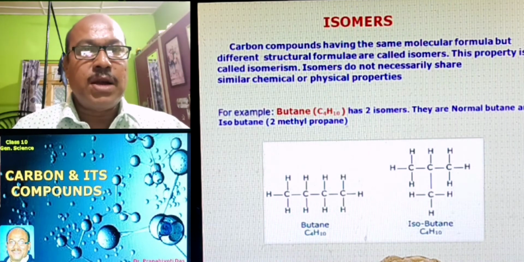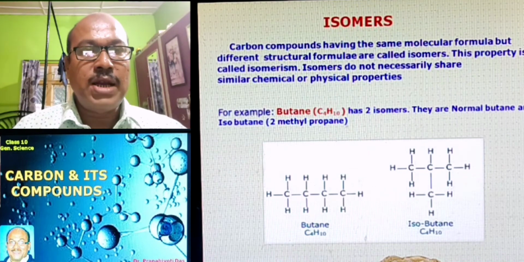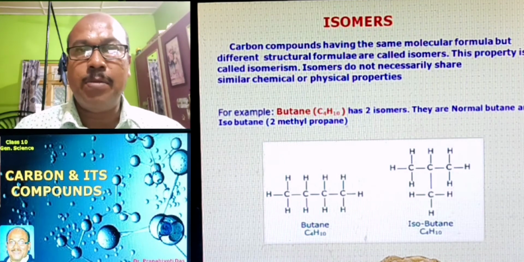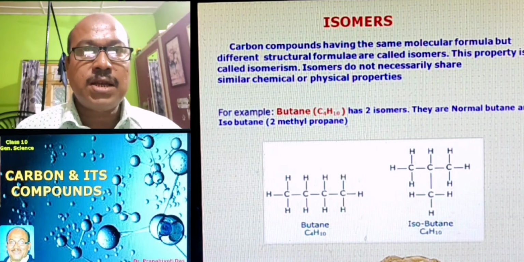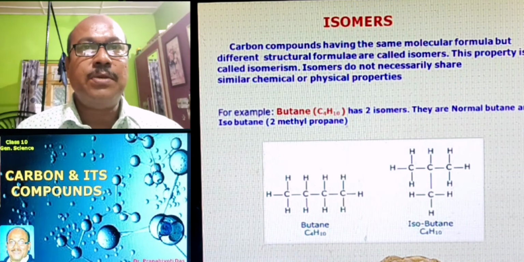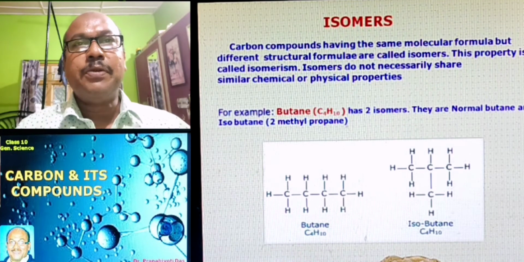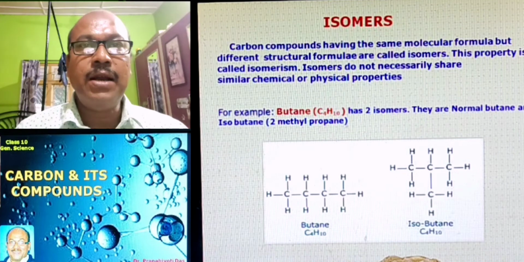Remember, it is not necessary that two isomers should exhibit similar physical and similar chemical properties. It is because they only have the same formula, but their structures are different. Since their structures are different, it is obviously possible that they will have different physical and different chemical properties.